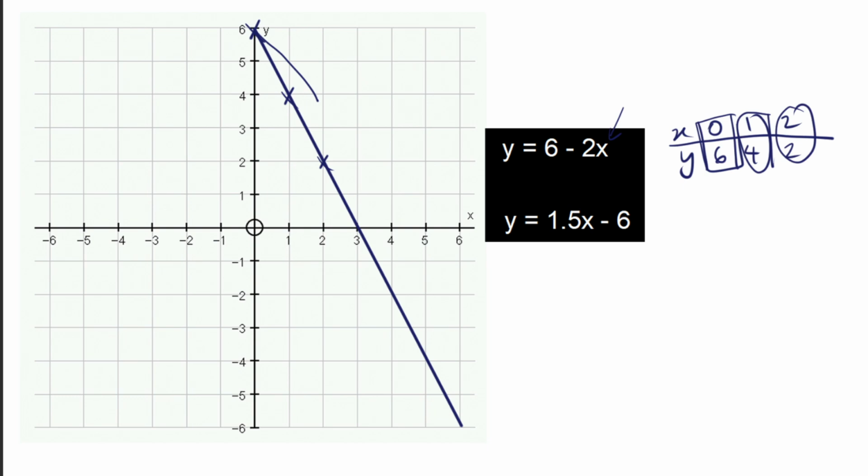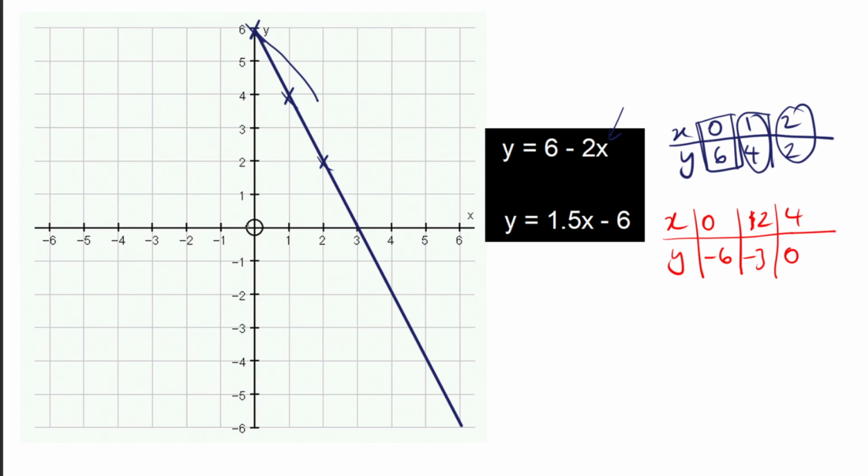Okay, let's do the other one. Again, we can make a little table. Let's put in 0, and you can see 1.5 times 0 is 0, minus 6, that's minus 6. And let's put 1 in. Actually, let's use 2, because it's going to be a nicer number, because 1.5 times 2 is 3, isn't it? And then 3 take away 6 is minus 3. And let's use 4 just as a double check. 1.5 times 4, that is 6 actually, and 6 minus 6 is 0.